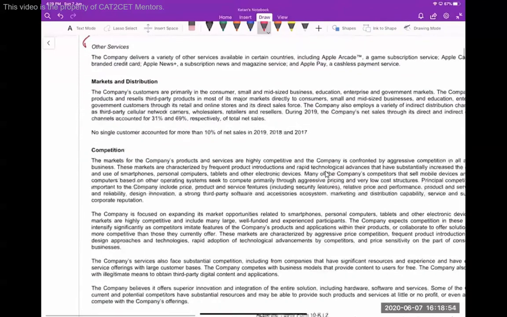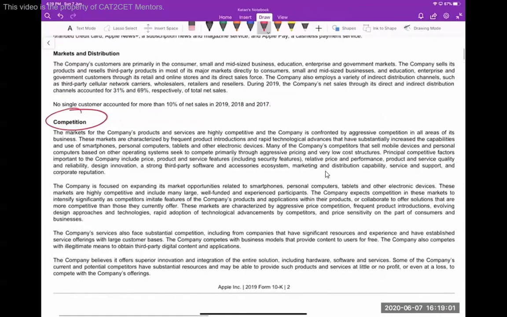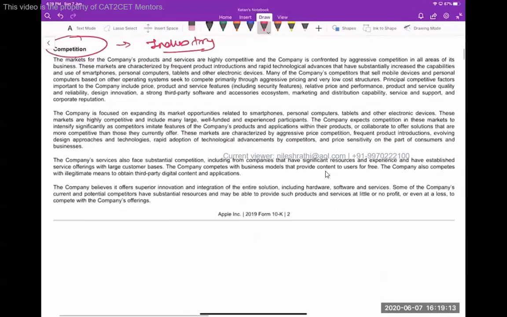Then the most important part in your annual report is to focus on the competition tab, or the information given in that competition section. This helps you a lot to understand the industry also, sometimes. So this is another important point for all the analysts out there who want to analyze the company.